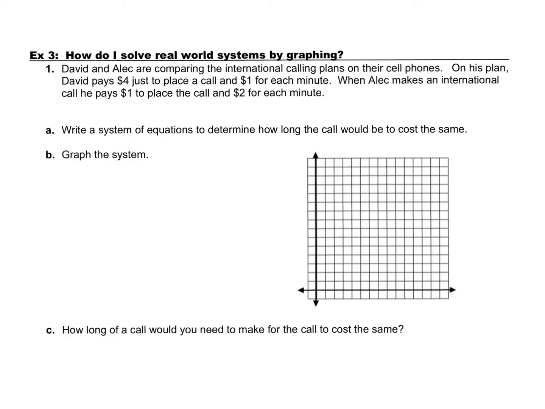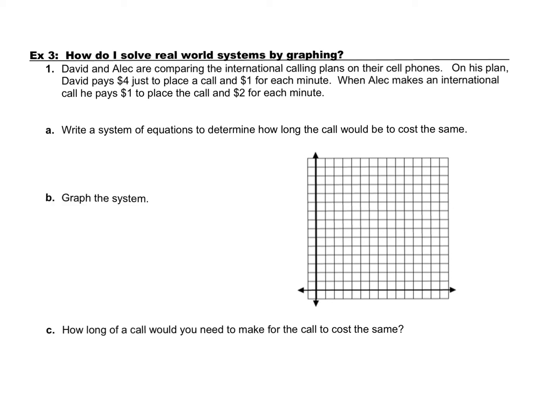All right, so how do I solve real-world systems by graphing? It says David and Alec are comparing the international calling plans on their cell phones. On his plan, David pays $4 to place a call and $1 for each minute. When Alec makes an international call, he pays $1 to place the call and $2 for each minute. Write a system of equations to determine how long the call would need to be for the cost to be the same.